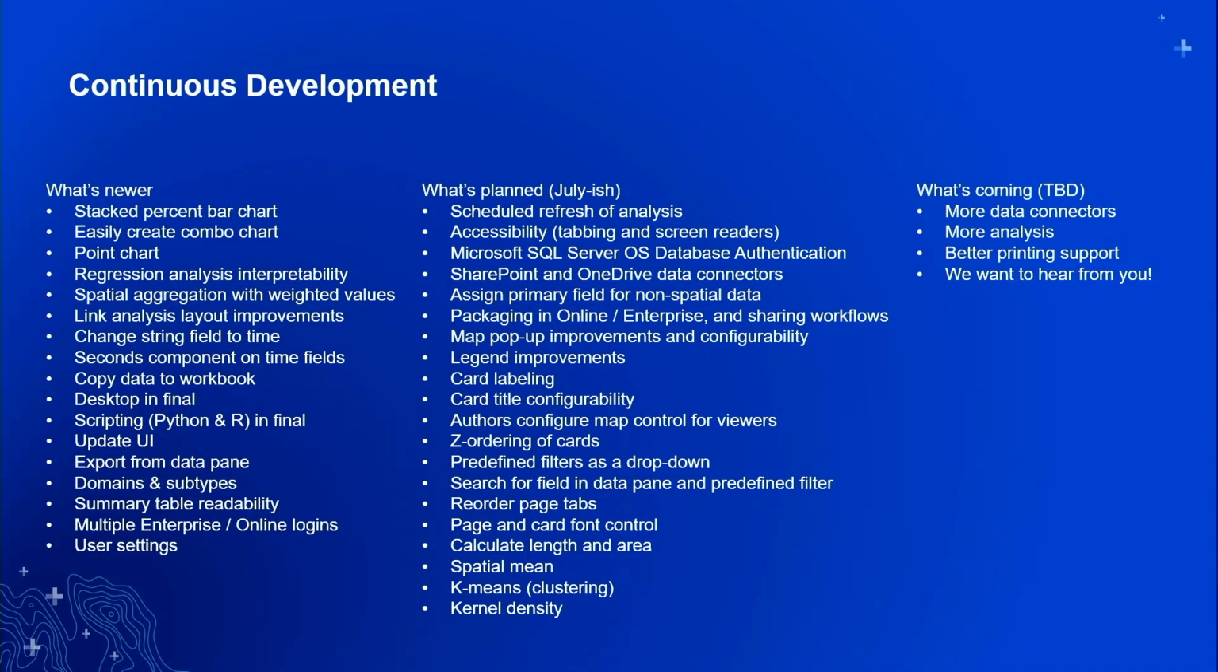We've been typically releasing about 4 times a year. This year we might have about 3 releases. Some things that are newer: we've added some new chart types, point charts and stacked percent bar chart. Desktop is now in final. Our Python and R is in final. We now have support for domains and subtypes. That's huge. If your data in a geodatabase has domains and subtypes, we'll honor that. A lot of stuff went into these last few releases. We have a lot of things planned for the next release, as Dara had said, maybe June, July-ish time frame.